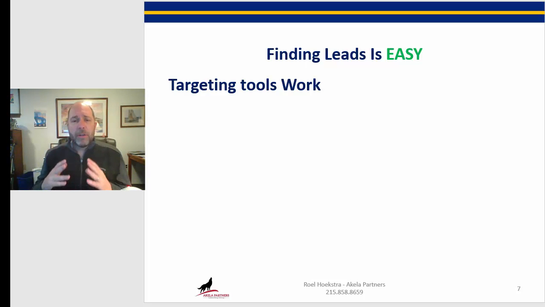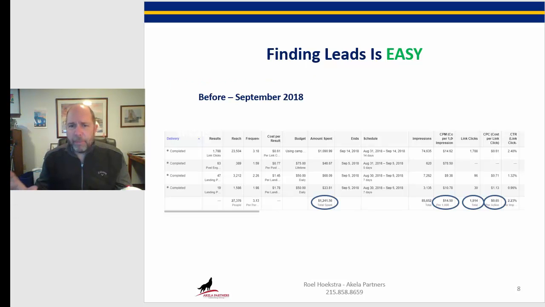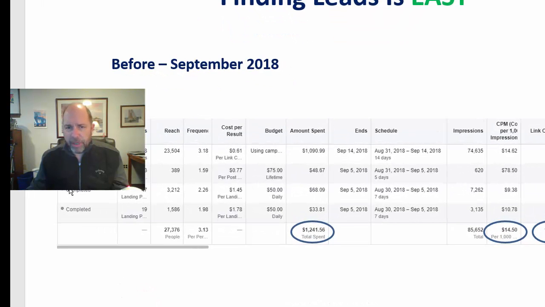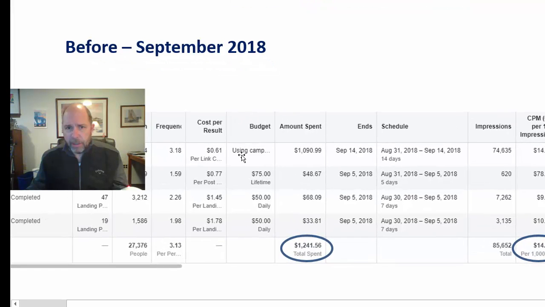Our targeting tools work. I'm going to show you two examples here of recent client projects, and then I got some summary data. So I'm pulling this from a couple places, but to show you how this works. So this is right from the Facebook ad manager, and let me see if I can zoom in a little bit to make it a little easier to read.